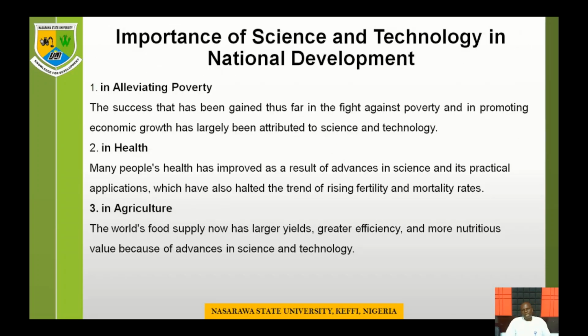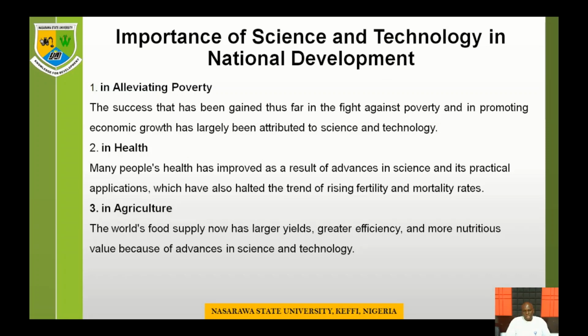The importance of science and technology in national development. 1. In alleviating poverty. The success that has been gained thus far in the fight against poverty and in promoting economic growth has largely been attributed to science and technology. The world's food supply has now improved in terms of yield, greater efficiency, and more nutritious.